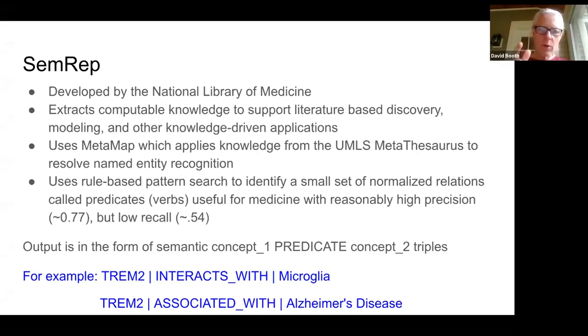Hey, Scott, I've got a question. Yeah. What do you mean by an underspecified parser? Yeah.